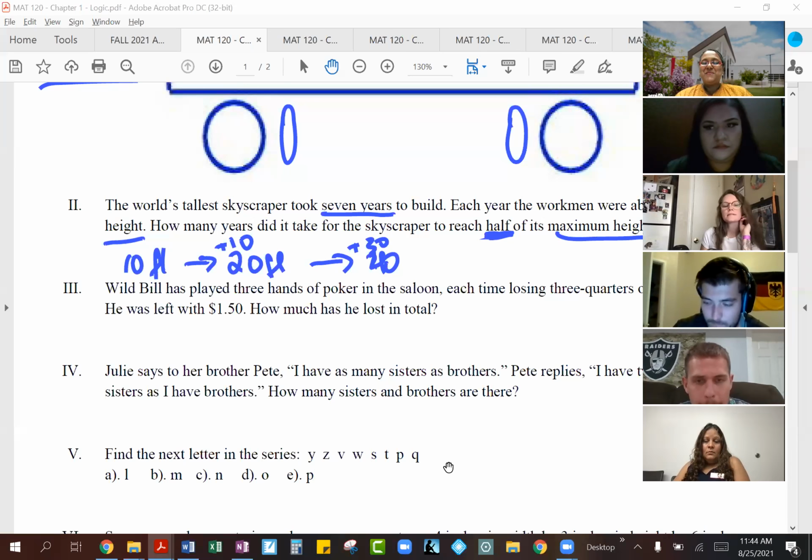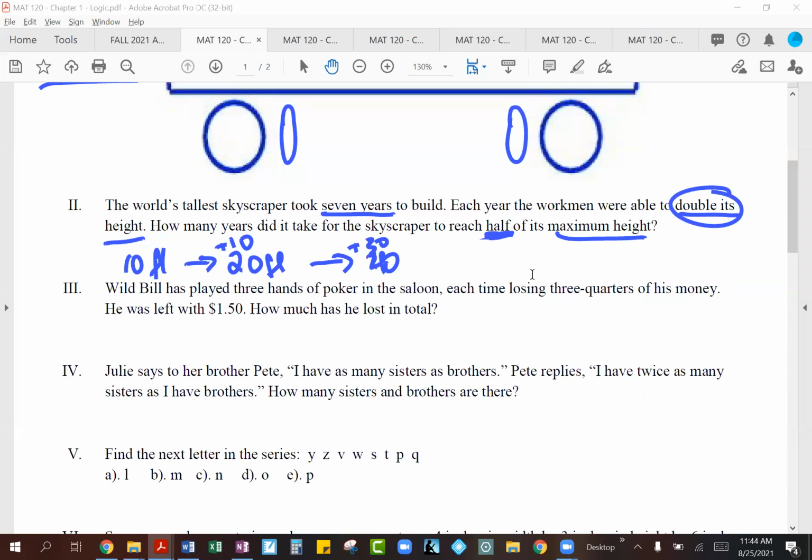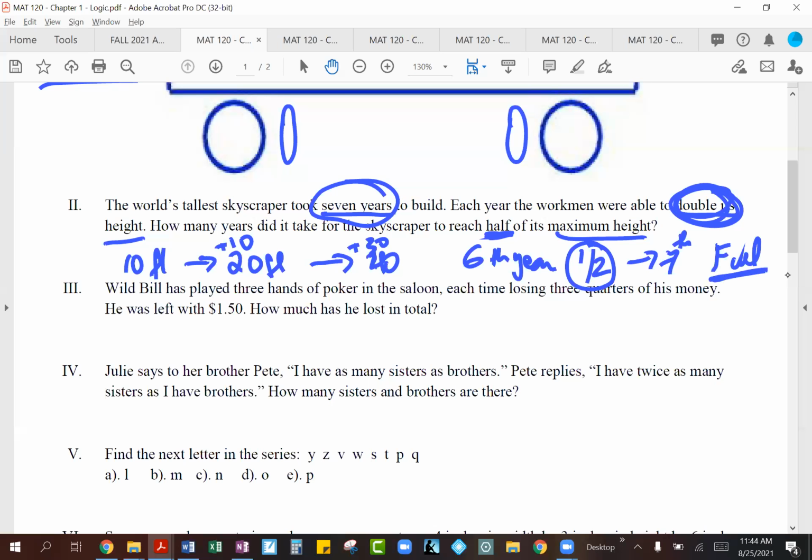Very nice. You guys should be very proud, because that's exactly what it is. Because if in each year they are doubling its height, so basically the idea is in the 6th year, your building is at half its height, because the next year, the final year when they build it, in the 7th year, they will double that height, right? So if you're at the half point, in the 7th year, you will have the full building created.